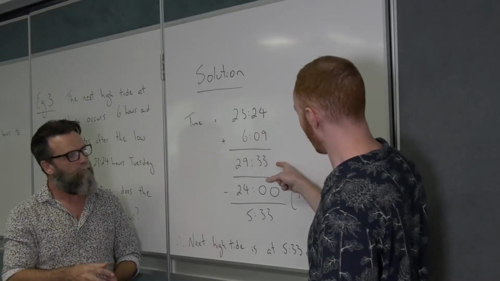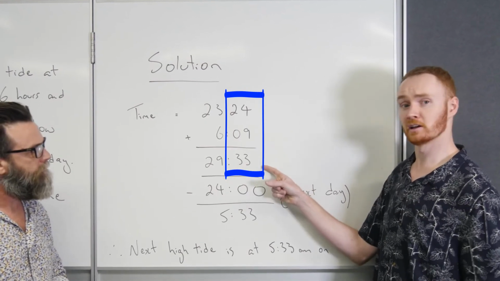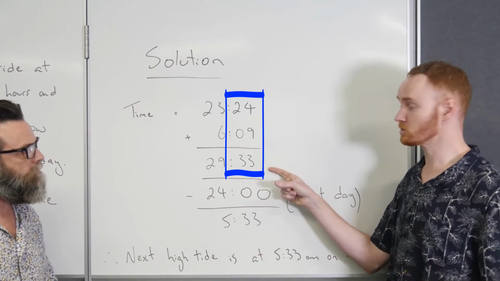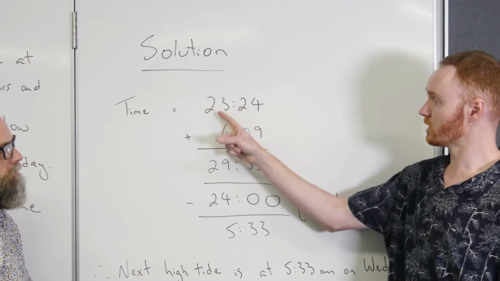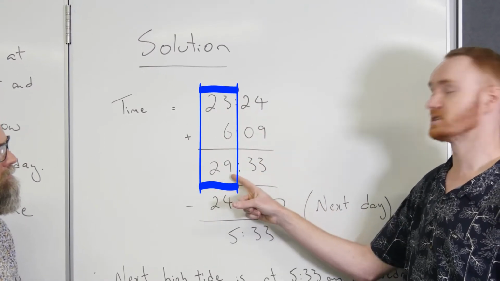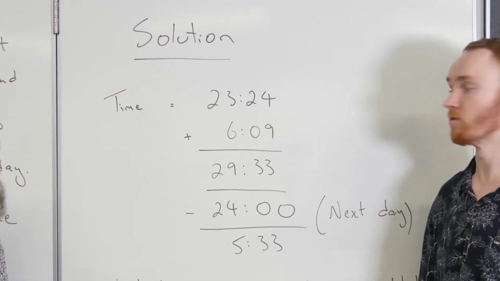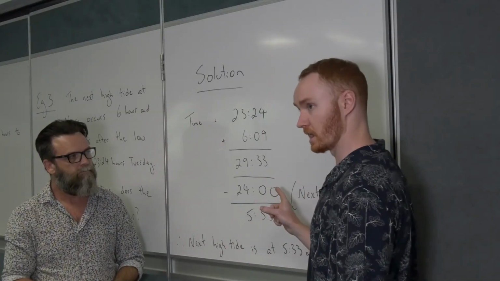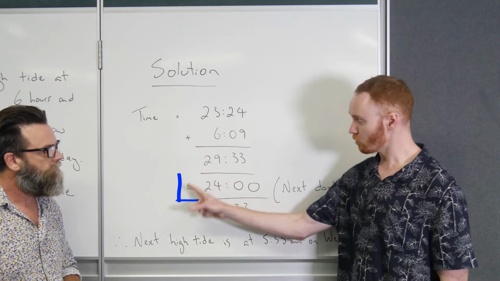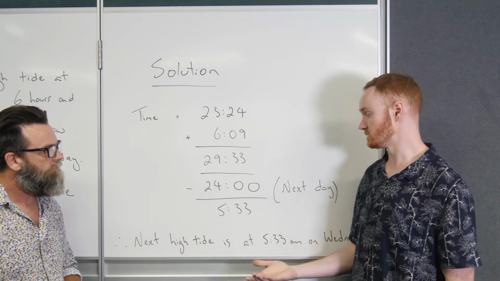So first of all, I'd add up my minutes. 24 plus 9 gives me 33 minutes. Luckily, in this case, it hasn't exceeded 60, so I don't need to account for an additional hour. Now, adding up the hours, 23 and 6, gives me 29. Now, we know we don't go above 24, even when we're talking 24-hour time. So I must have gone into the next day. So I'm going to take off a full 24 hours, knowing still that my value is in the next day.